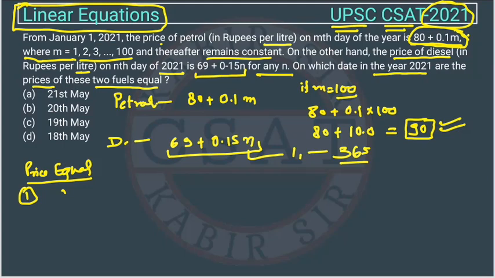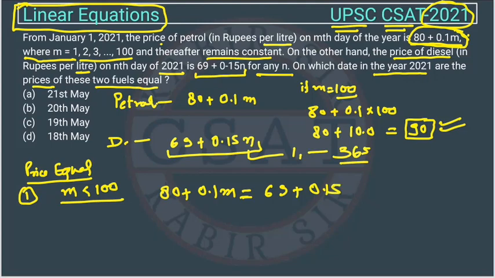So there are two cases in this. Case one is when m is less than 100, because after 100 days the price of petrol becomes constant. So we are first assuming that the price becomes equal before 100 days. In that case, what will be the equation? Both prices are equal, so the petrol price will be determined by this equation and the diesel price by this equation, and both are equal.